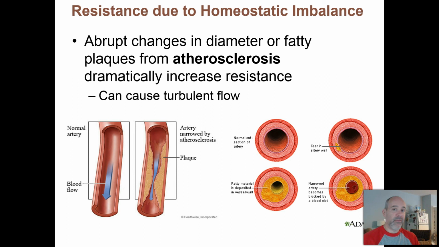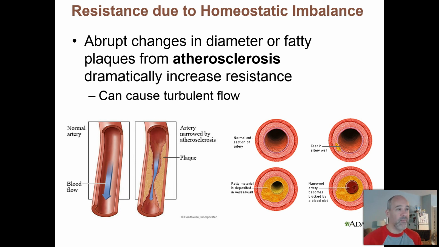All right, now you can have homeostatic imbalances that also influence blood vessel diameter. And certainly the most common one is atherosclerosis. That is a homeostatic imbalance you should be aware of, and that is where you have a buildup of fatty plaques that get deposited along the inside walls of arteries. And as they build up over time, it narrows the lumen, the open space in those arteries. That increases resistance to blood flow, as you can tell. That makes sense. That's going to jack up your blood pressure.